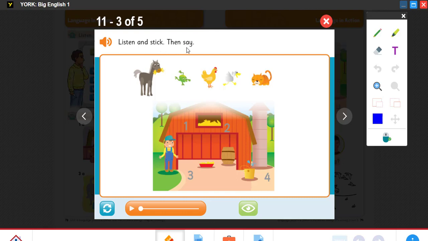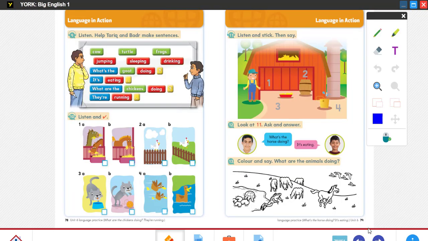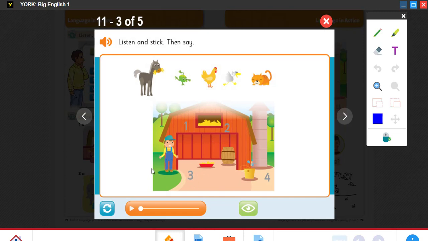Listen and stick, then say. Page 79. Yes, let's listen.